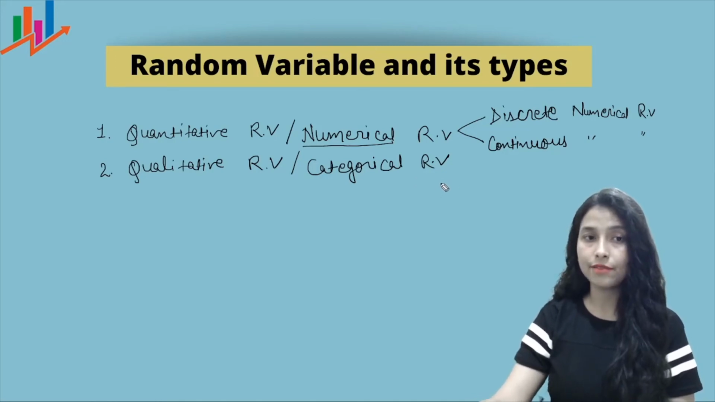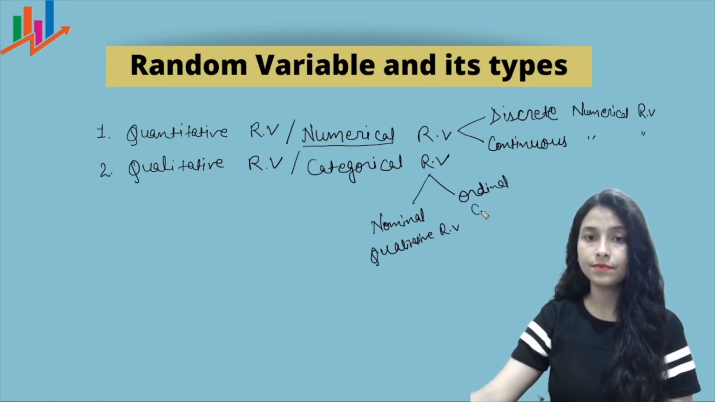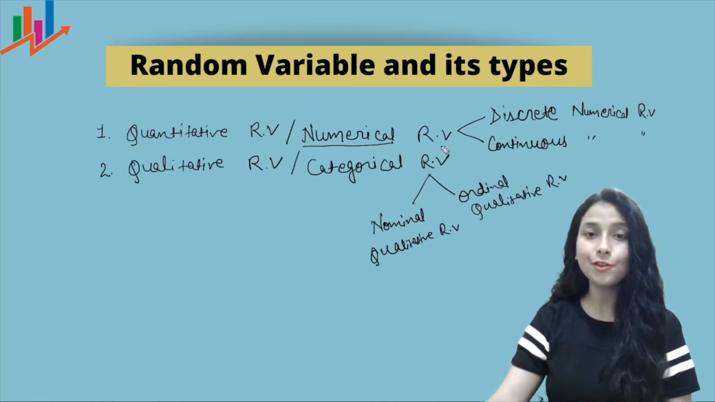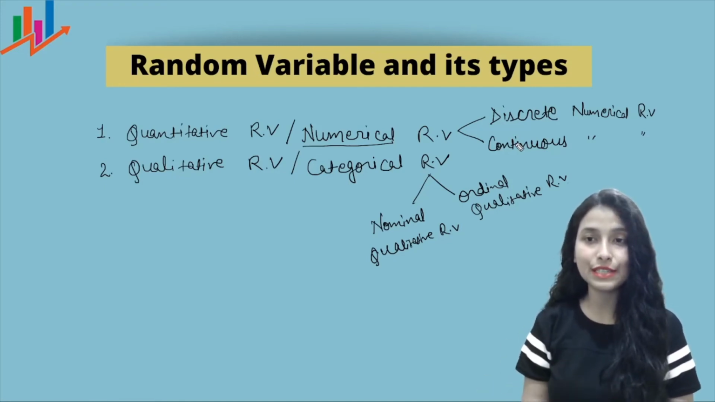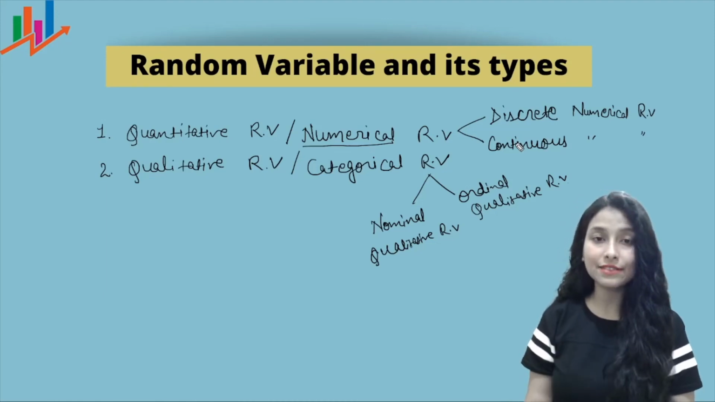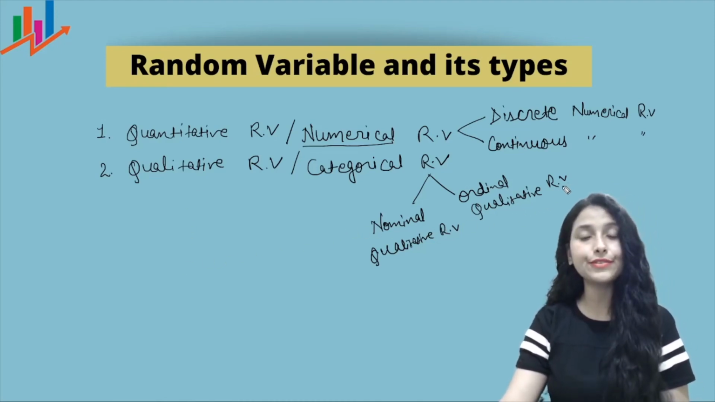Also, this categorical random variable or qualitative random variable is divided into two types. What are those? Those are nominal random variable and ordinal qualitative random variable. Alright, so this numerical random variable is divided into two types, that is discrete numerical random variable and continuous numerical random variable, whereas this qualitative random variable is again divided into two types, that is nominal qualitative random variable and ordinal qualitative random variable.